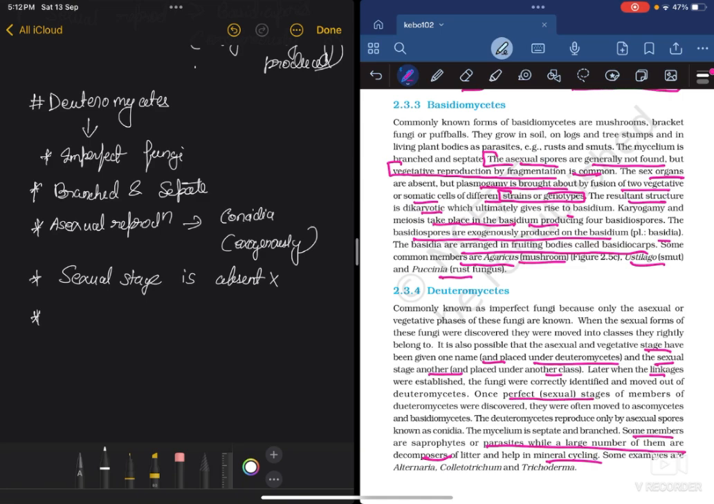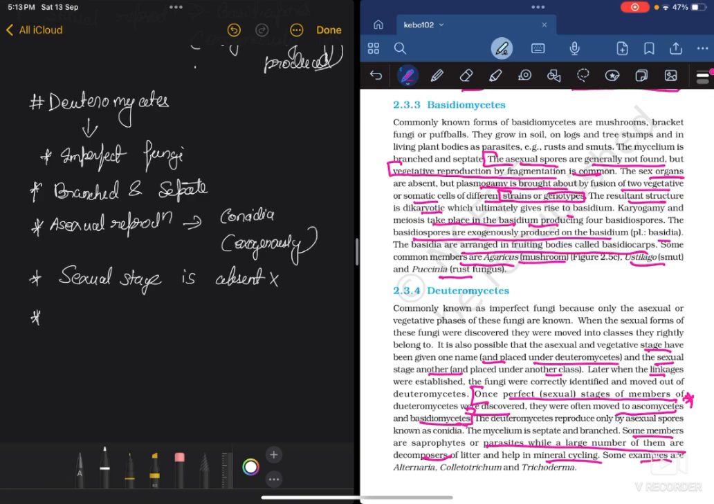Once perfect sexual stages of members of Deuteromycetes are discovered, they are often moved to Ascomycetes or Basidiomycetes. This is a very important point. The main reason the sexual stage is not found is that once it is found, they are moved to Ascomycetes and Basidiomycetes.